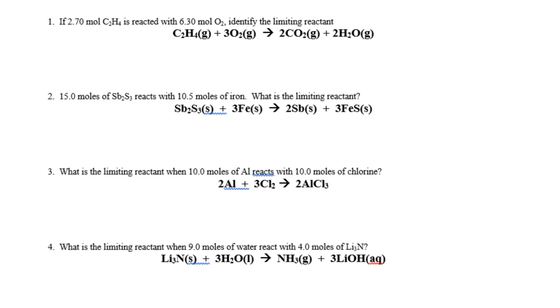Okay, these four problems involve determining what the limiting reactant is. And remember, the limiting reactant limits the amount of product that can be made. So the reactant that produces the least amount is the limiting reactant. And how we're going to set it up is we're going to take each reactant, figure out how much product can be made from each reactant, choose the smaller number. The substance that produces that smaller number, that's our limiting reactant.